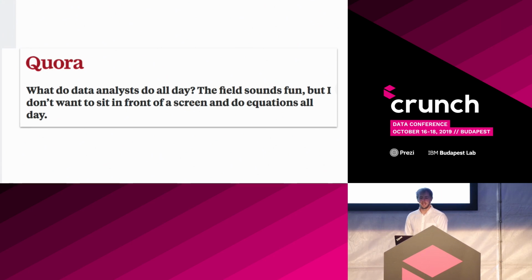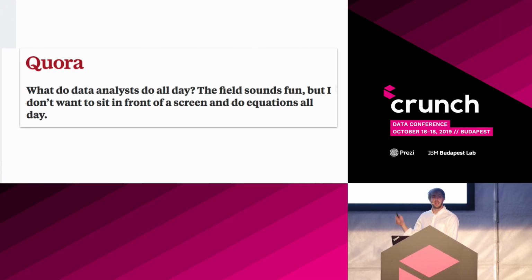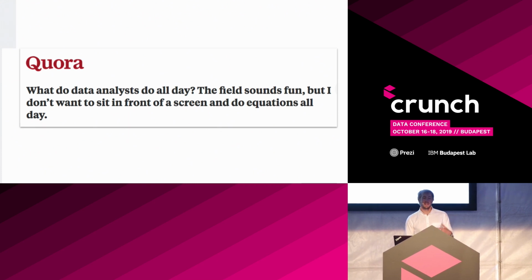Another thing that's in that Venn diagram is statistics. How much do data scientists actually work with statistics? According to Quora, apparently all day: I want to be a data analyst, but I don't want to sit and stare at equations all day. This is apparently how people think that we do our jobs. It's not really the case.